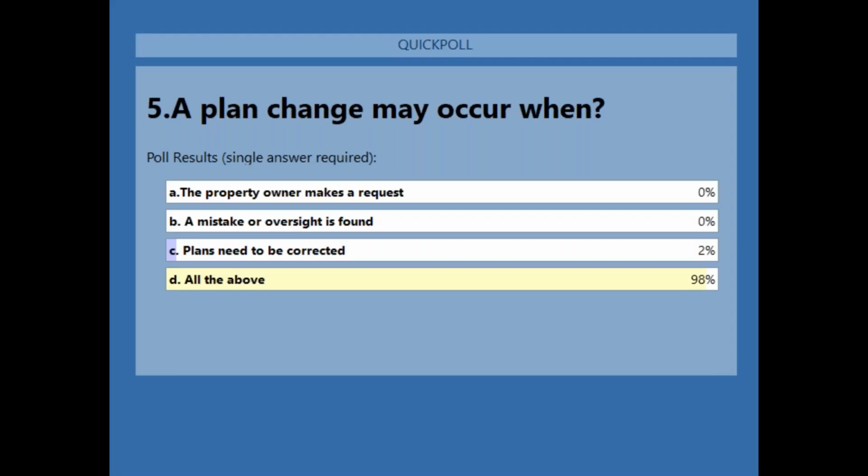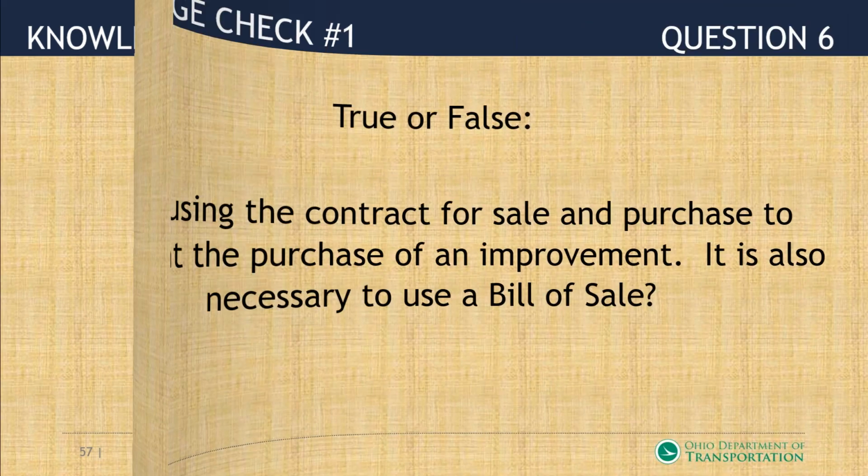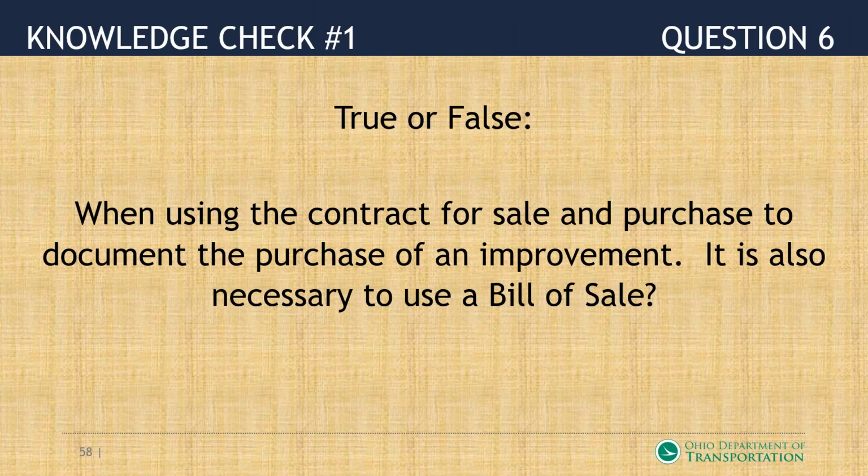All right, 98% said all of the above. 2% said plans need to be corrected. So I'll hide that. All right, the correct answer is all of the above, and the keyword is may change. Okay. May occur, I should say, because just because the property owner makes a request doesn't mean that a plan change will occur. All right, next question.